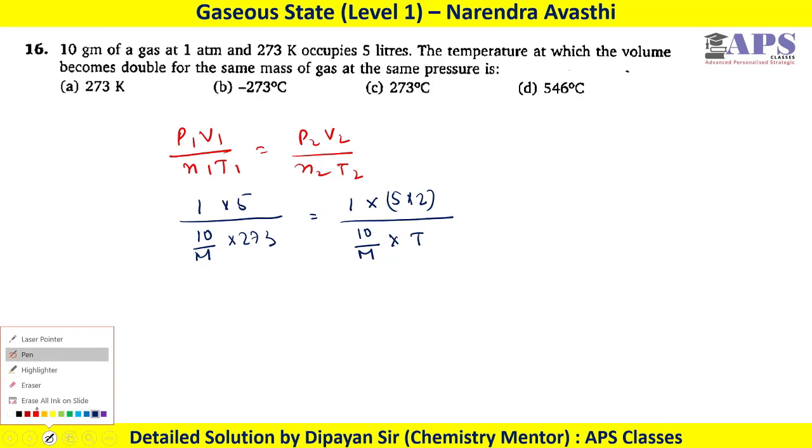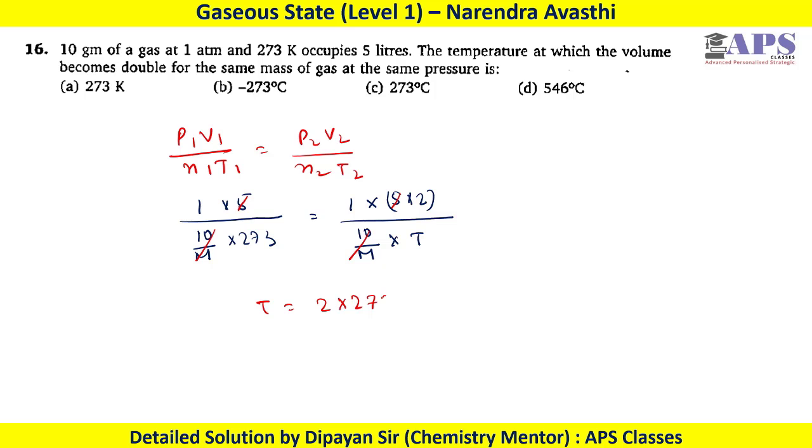So this will cancel, this will cancel. So T will become 2 into 273 Kelvin, or 273 degree centigrade. So option C will be the correct option.